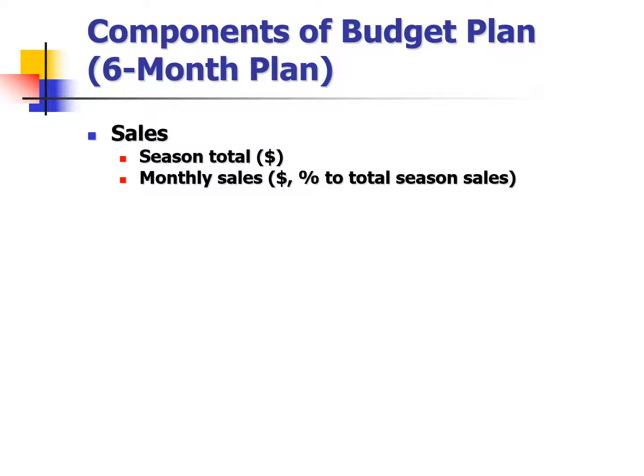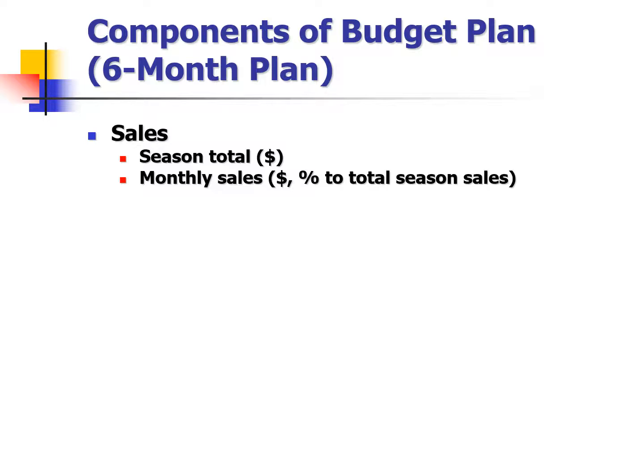So then let's see what exactly constitutes the 6-month plan. What numbers are exactly going to be planned through this 6-month merchandise budget planning? First, we are going to plan sales, and that includes the seasonal total sales volume as well as each month, the monthly sales for the 6 months.